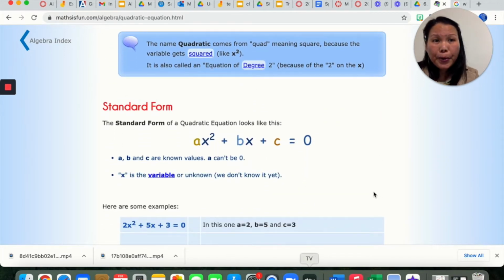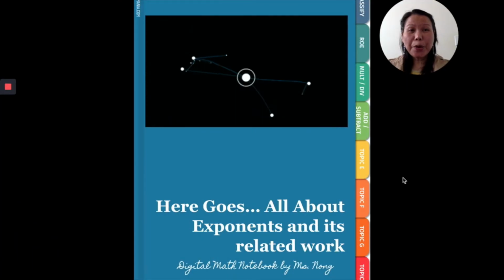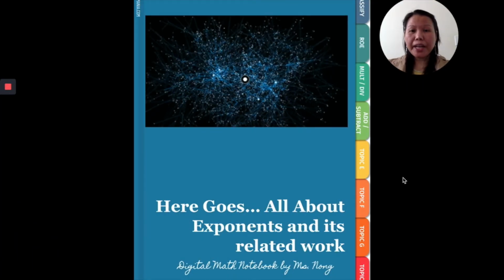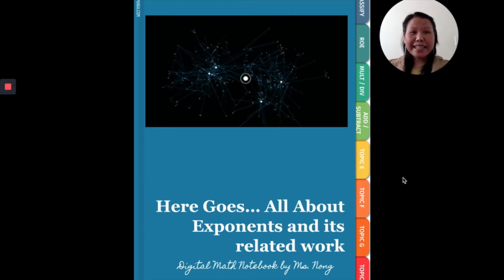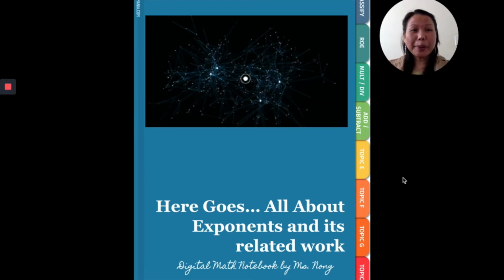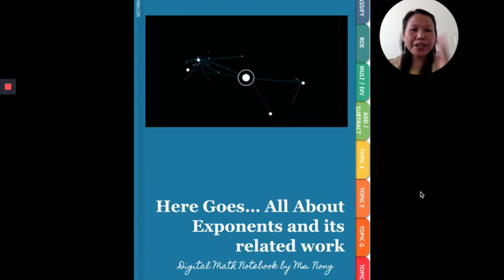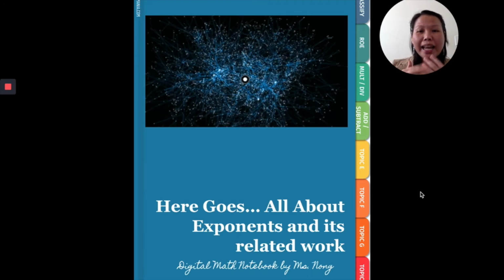It is standard form, and we will go ahead and learn about standard form and vertex form later. Okay, so the standard form is ax squared plus bx plus c equals 0. Remember, standard form is going to be equal 0. So we will explore that much later on. In this lesson, I want to go over the properties of exponents, and you are seeing this beautiful notebook, but it is still a work in progress, and the part about exponents is done. Let's start, here goes, all about exponents and related work.